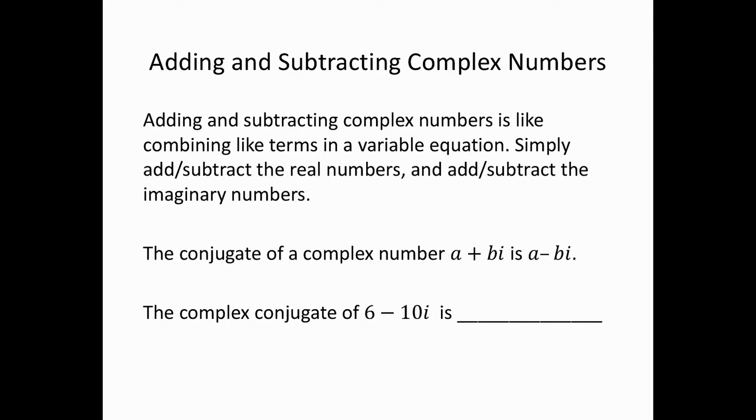The conjugate of a complex number a plus bi is a minus bi. And the complex conjugate of, for example, 6 minus 10i is 6 plus 10i. So let's try a couple addition problems here.